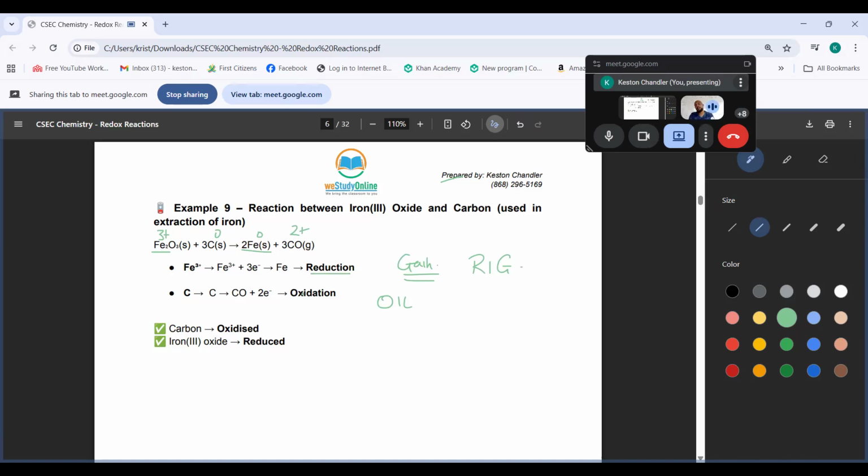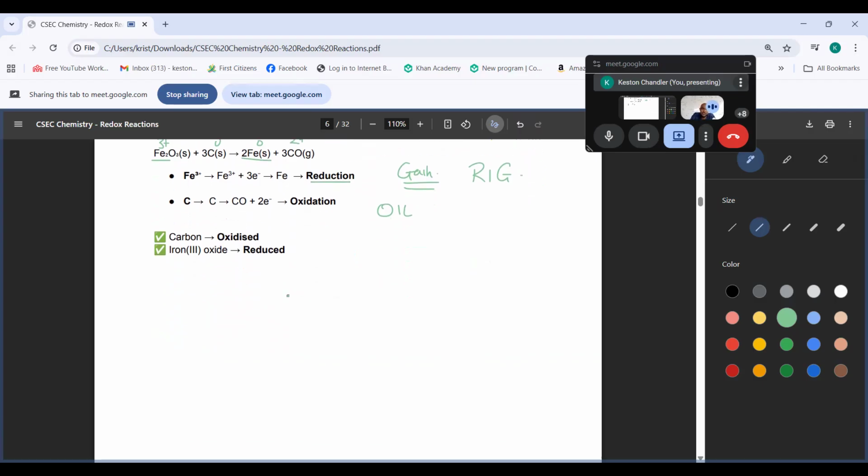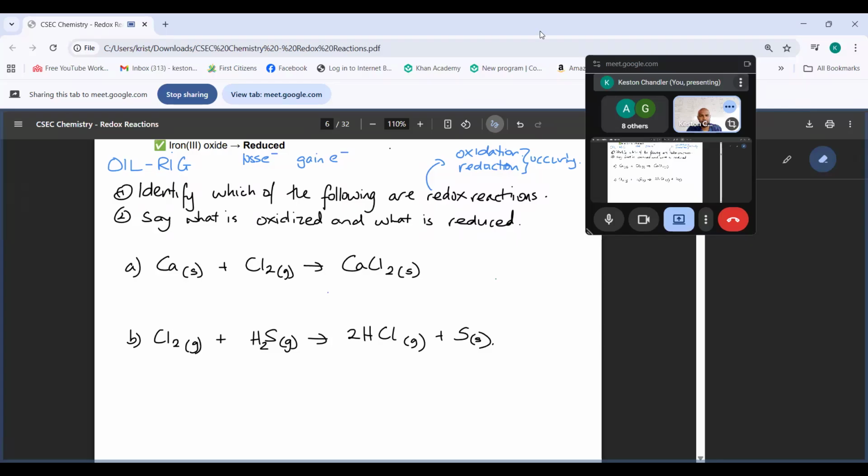Right? So we say that the carbon is oxidized. Everybody okay with that? All right, so if I'm given a question such as this, identify which of the following are redox reactions and say what is oxidized and what is reduced.